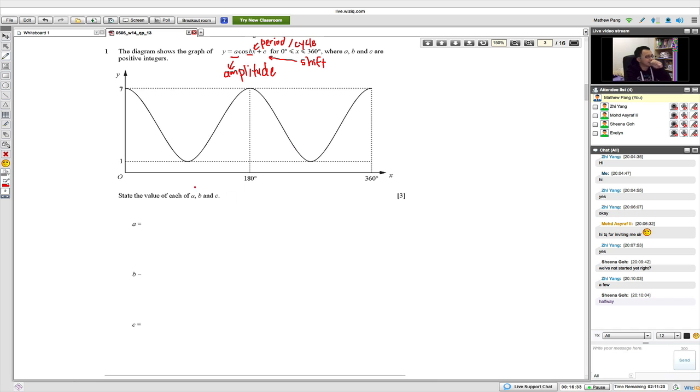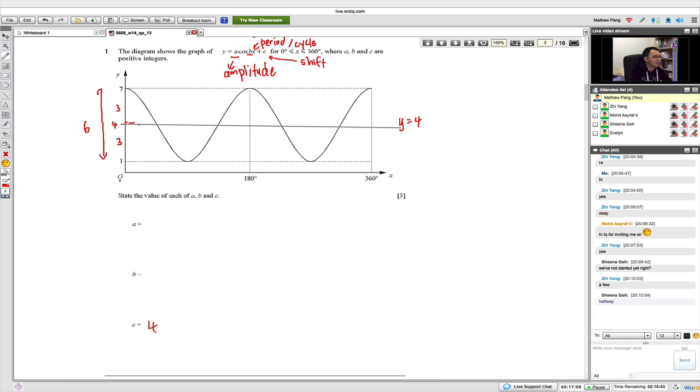In this case, the graph goes from 1 to 7, so the total is 6 units, isn't it? The middle will be 3 units here and 3 units here, so this value is 4. Let me draw a line. We have a line at 4 here, so this line is y equals 4. Therefore, the value of c is 4.